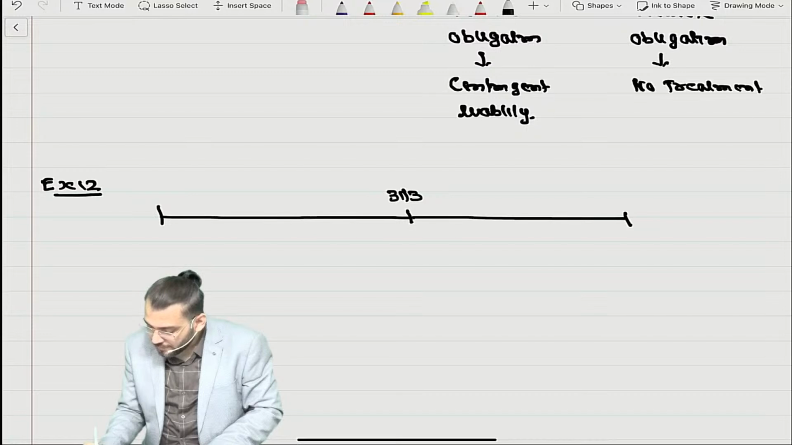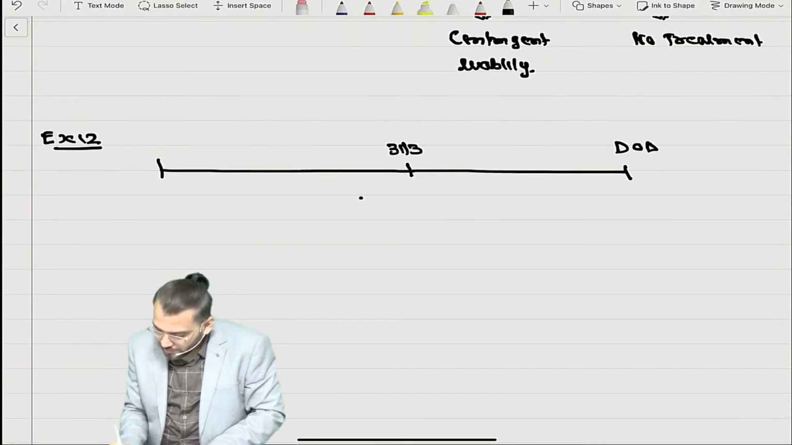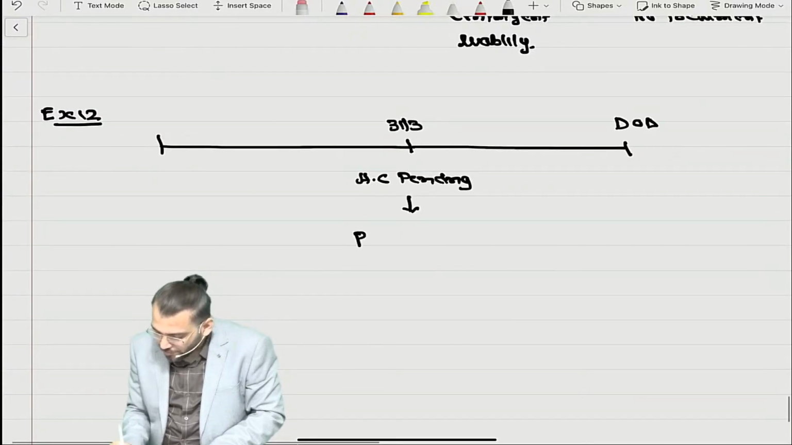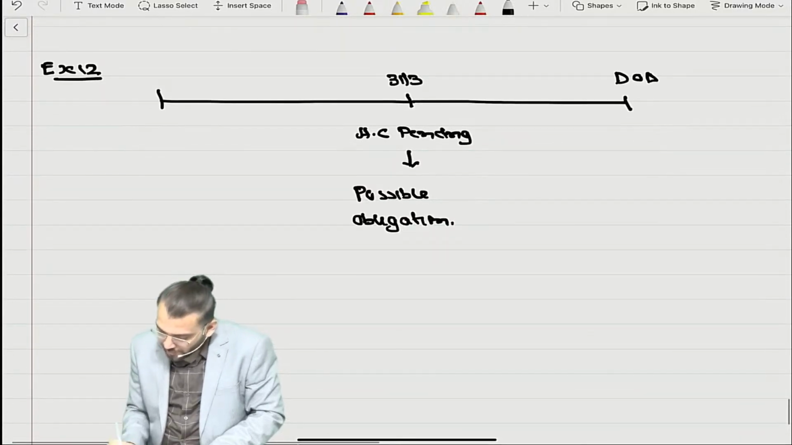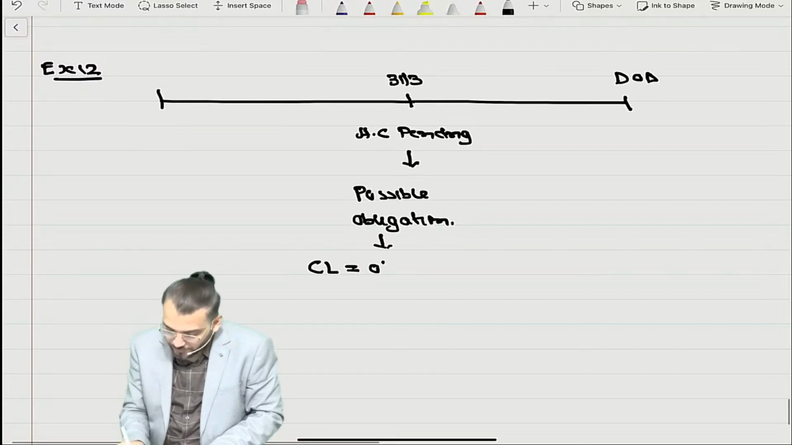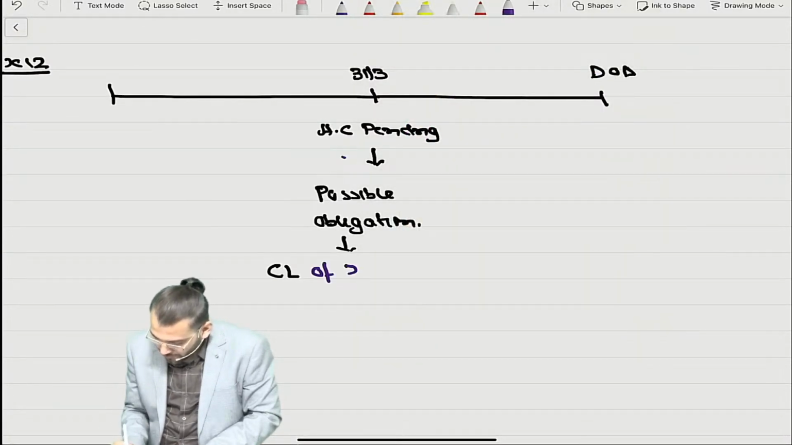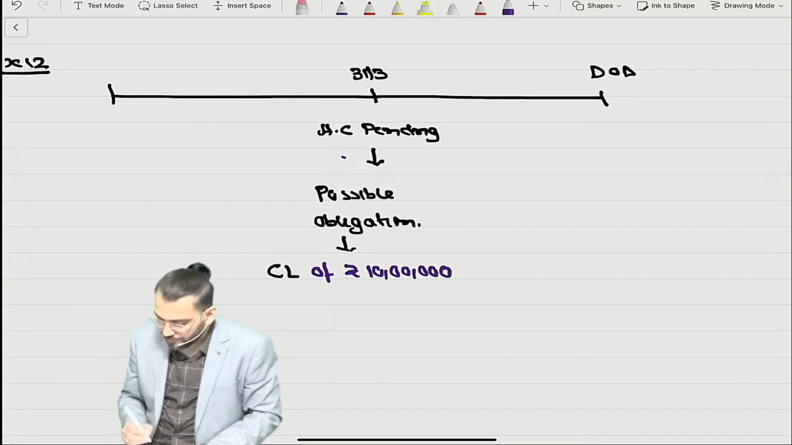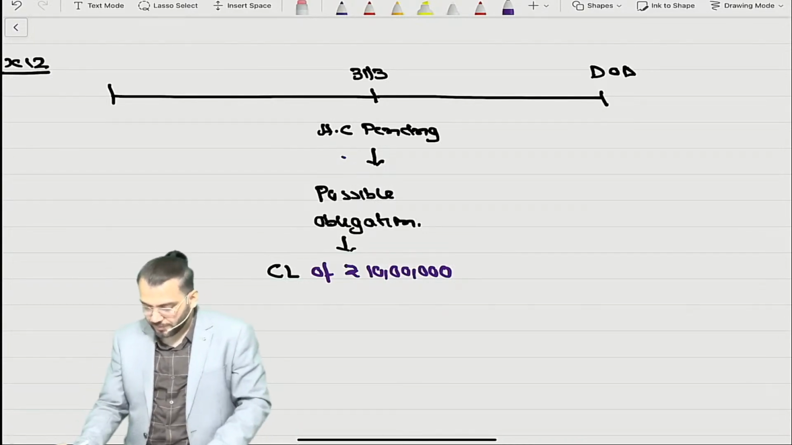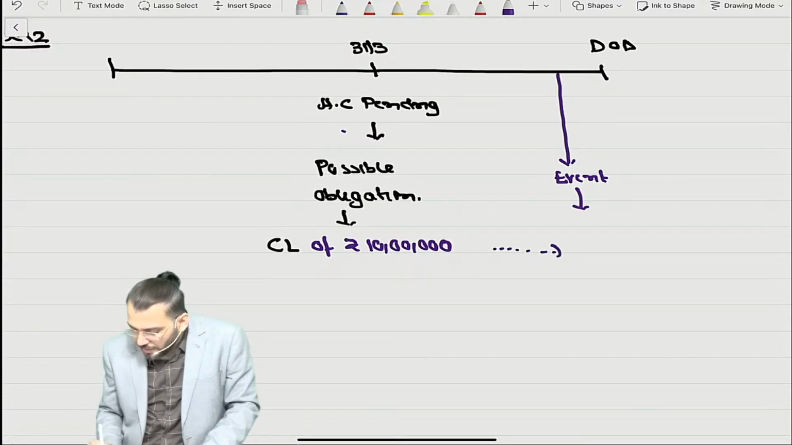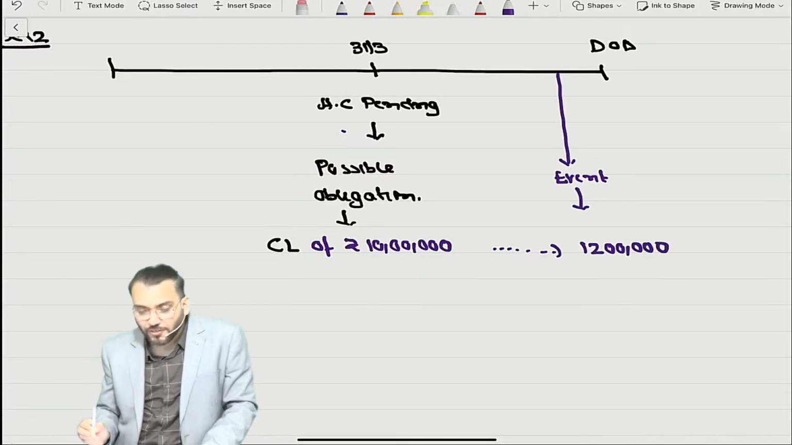31st March and date of approval. Now what happened? Suppose the same High Court case was pending, but here there was a possible obligation and you have disclosed a contingent liability of rupees 10 lakh. Quite possible. Understood. Now some event occurs, and because of that, you now think that this amount may become 12 lakh. Quite possible.